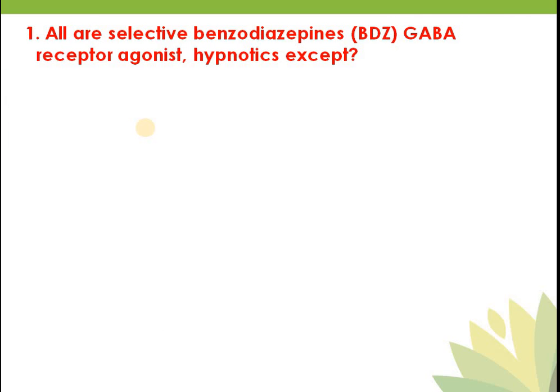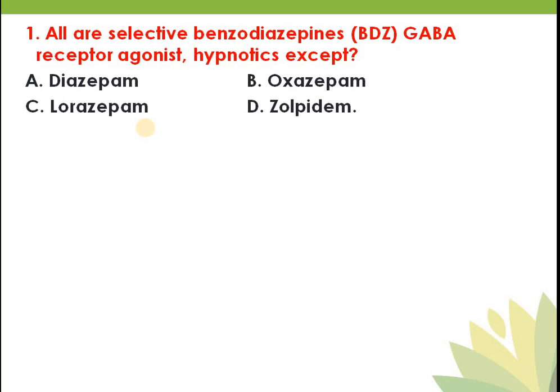First question of today's video is, all are selective benzodiazepine GABA receptor agonist hypnotics except. The word you have to remember, the word except. Okay, let's see your options. Your options are diazepam, oxazepam, lorazepam and zolpidem. So all are selective benzodiazepines GABA receptor agonist hypnotics except option A diazepam, option B oxazepam, option C lorazepam, option D zolpidem. Here in this case your option D is the correct answer.